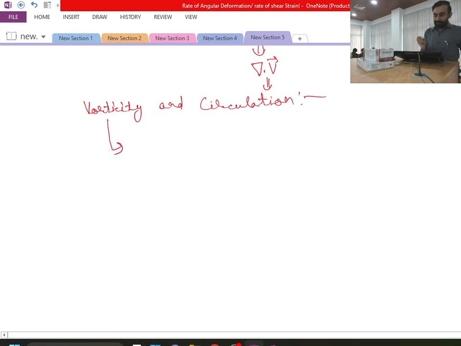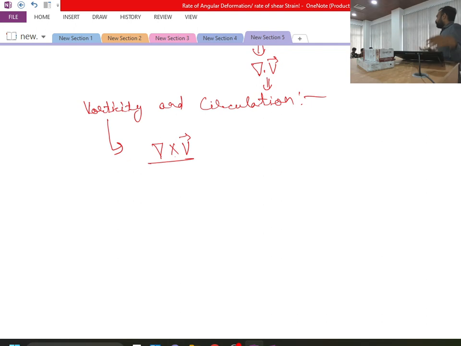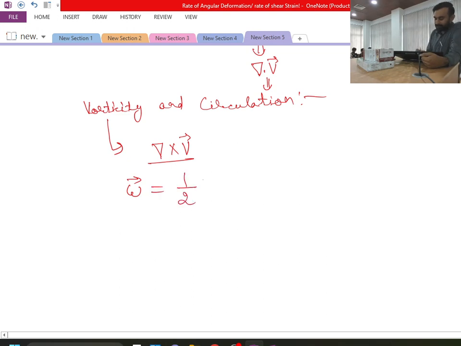So vorticity is a quantity that helps us in defining the rotation of a fluid element. And it is simply equal to the curl of the velocity vector. A quantity which helps us in quantifying the rotation of a fluid medium or rotation of the flow is called the vorticity. And vorticity is simply equal to the curl of the velocity vector. In yesterday's class I defined the angular velocity vector, which was nothing but half of the curl of the velocity vector.